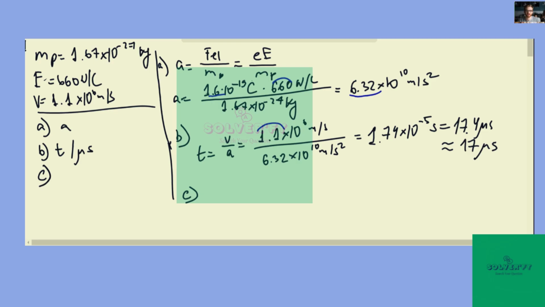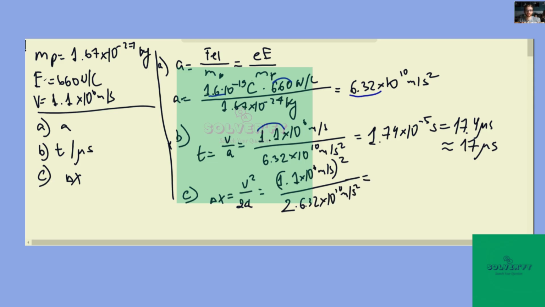Then, in question C, we have to calculate the displacement during this acceleration. So the displacement equals v squared minus v0 squared, divided by 2a, because the initial velocity is 0. And it equals 1.1 times 10 to the power of 6 meters per second, squared, divided by 2 times 6.32 times 10 to the power of 10 meters per second squared. Now we can calculate this result.